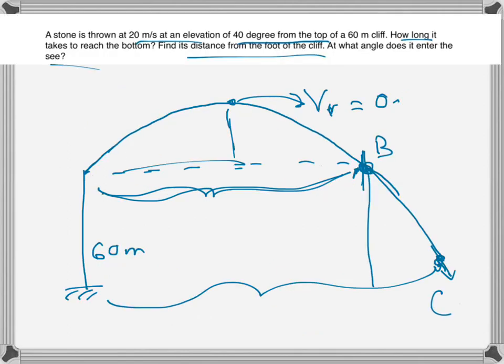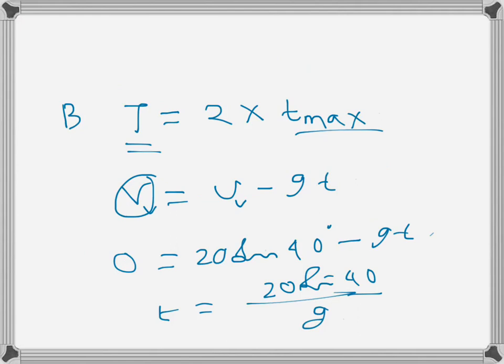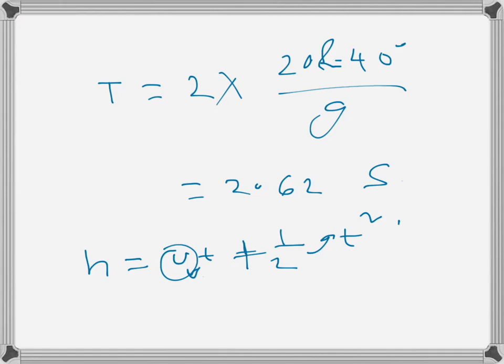Now from point B to point C, how long does it take? To find that, we have to figure out the height, which is 60 meters. So we can use this equation, h is equal to ut plus half gt squared. Of course here again u will be the vertical velocity, and that is the same velocity that was here, only at this point it is downwards, and that's why we use the plus sign, because it is accelerating downwards.